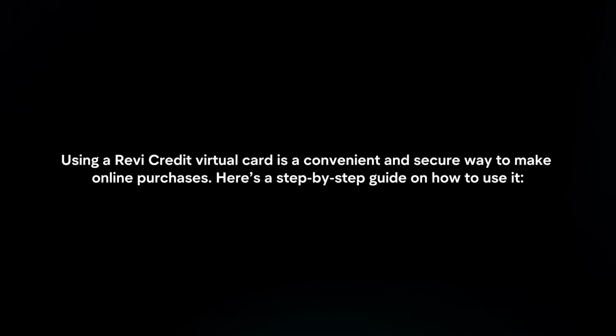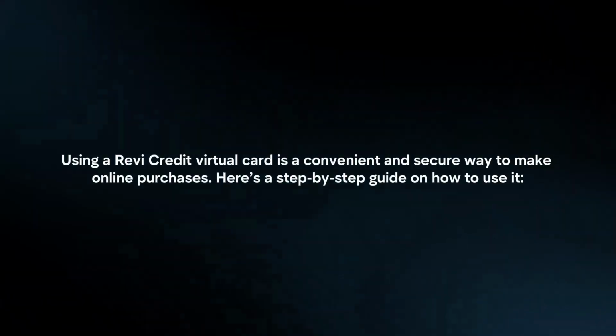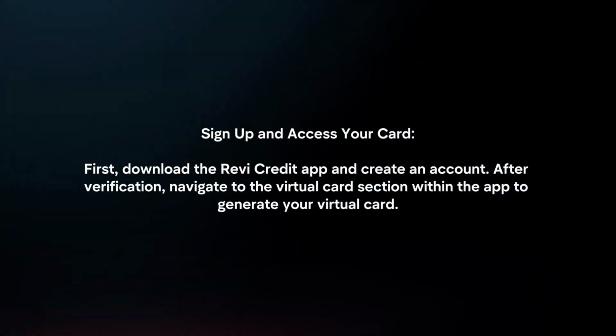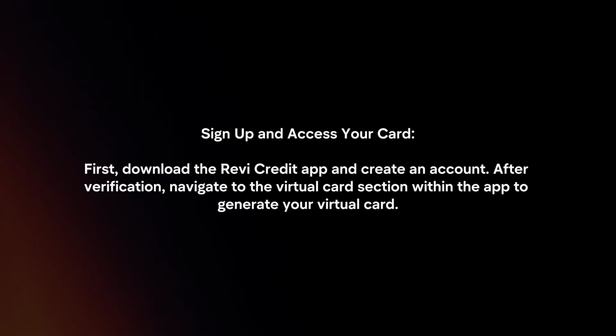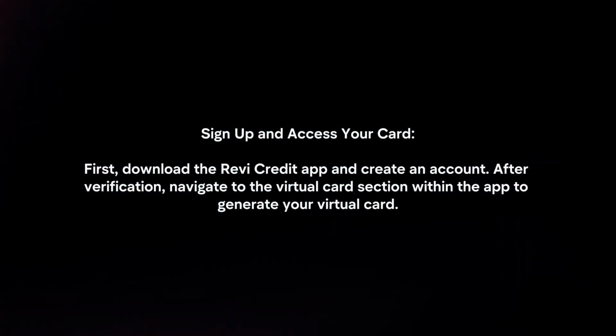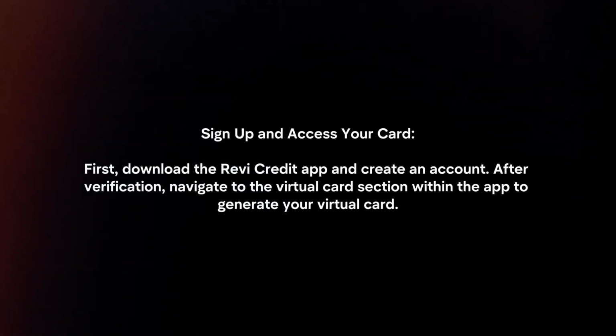Using a Revi credit virtual card is a convenient and secure way to make online purchases. Here's a step-by-step guide on how to use it. Sign up and access your card. First, download the Revi credit app and create an account. After verification, navigate to the virtual card section within the app to generate your virtual card.